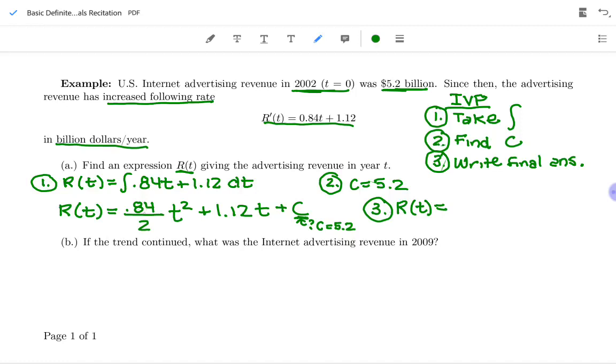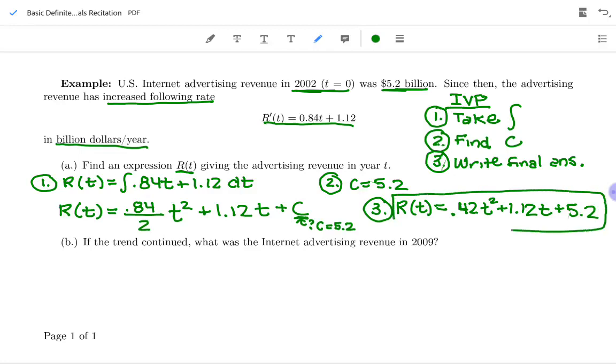So my last step is to write the equation. I'm going to simplify this because 84 divided by 2 is going to give me 0.42 t squared plus 1.12 t plus my c value, which is 5.2 for that initial value. Here's the original revenue function that has this for its derivative, R prime, and you could check if you weren't sure, especially if you're doing a test or something and you don't want to submit yet. I would take the derivative of it, make sure you get back to R prime, and also if you plug in R of 0, we really will get that 5.2 billion out. So it should be correct.